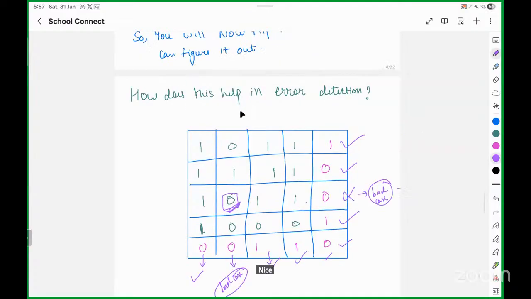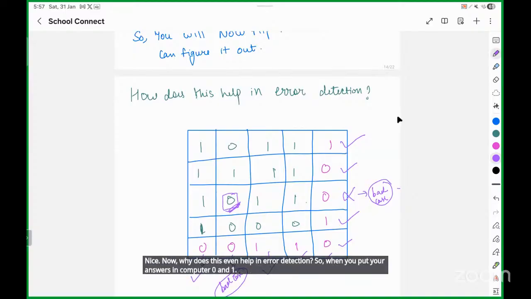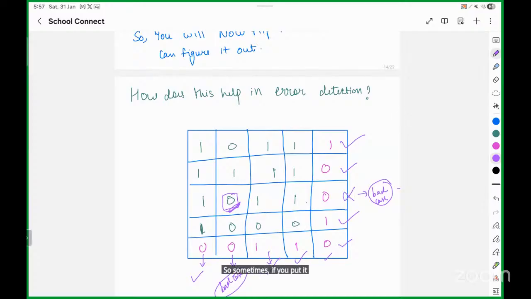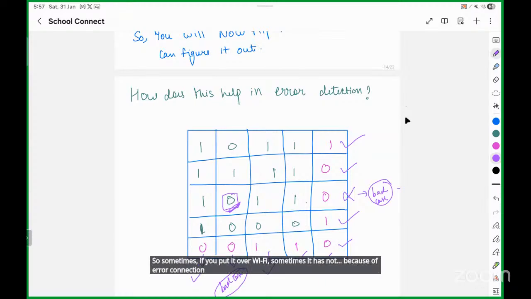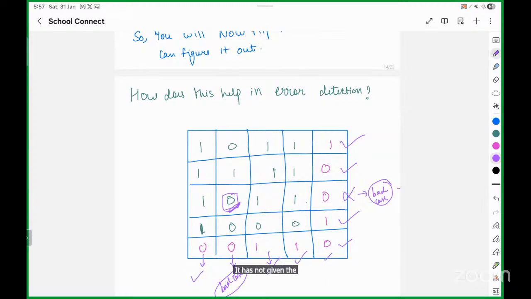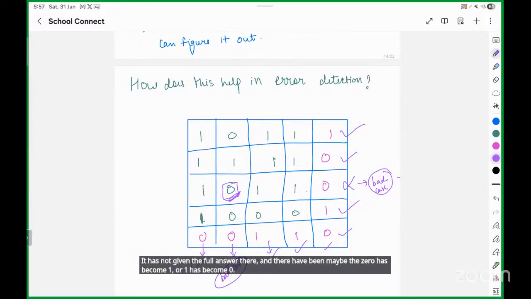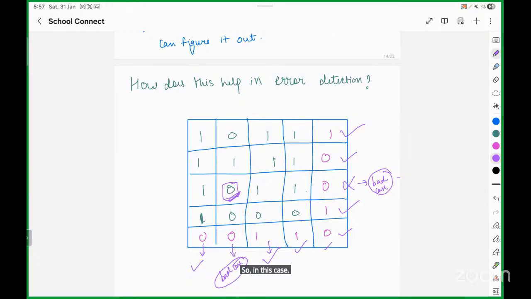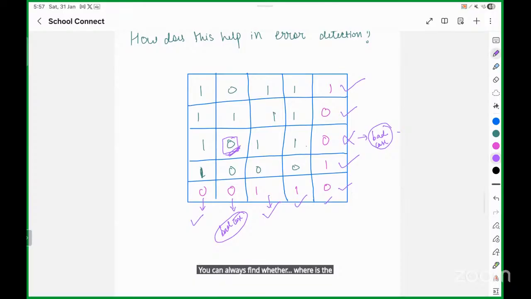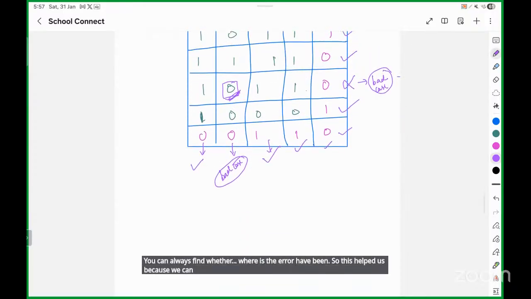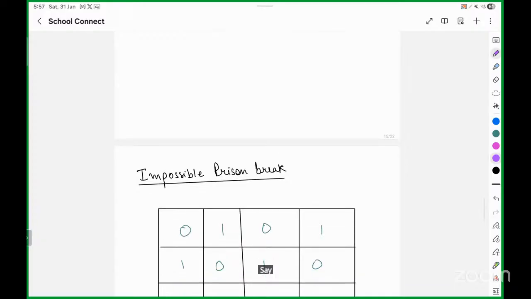Nice. Now, why does this even help in error detection? When you put your answers in a computer as 0 and 1, sometimes, if you send it over Wi-Fi, because of connection errors or stability, it has not given the full answer. And maybe a 0 has become 1 or a 1 has become 0. So in this type of scenario, you can always find where the error has been. This helped us because we can find the bad cases and then say, okay, this was the error.